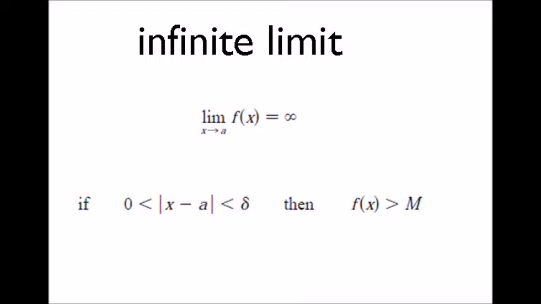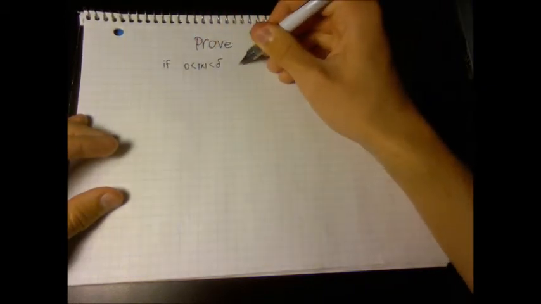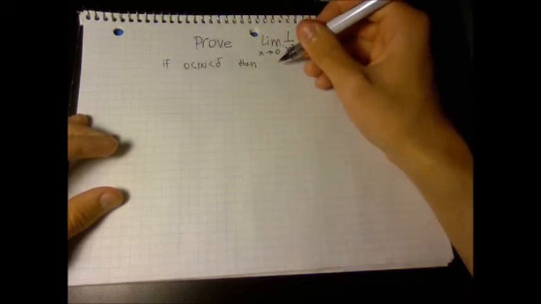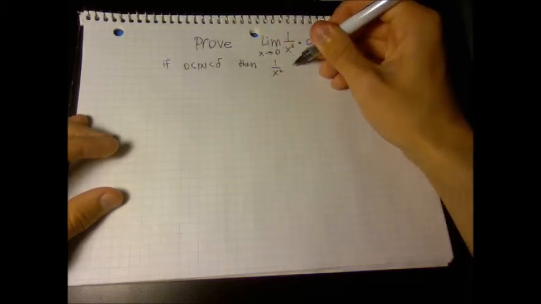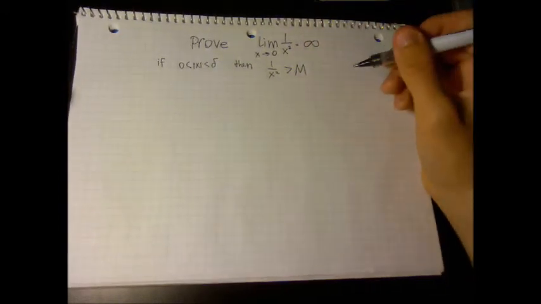Instead of epsilon and the difference between f of x and L, we rather have an infinite value which is larger than any possible positive rational number like m. Here is the last simple exercise for today, proving the infinite limit. In this case, the first thing that you always have to do is to write out the statement that you need to prove. It's if 0 is less than the absolute value of x, which is less than delta, then we will have 1 over x squared, which is greater than any number possible.